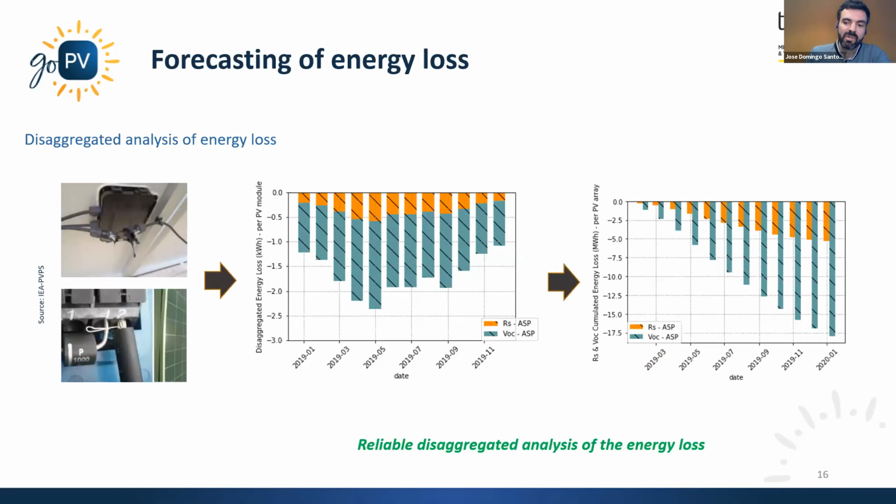An additional advantage of our approach is that some array state parameters can be directly correlated to specific types of energy loss. And this allows us to carry out a disaggregated analysis of the energy loss. In other words, we can assess the contribution of each failure mode to the total energy loss. With this information, we can calculate the cumulated energy loss for each failure mode.